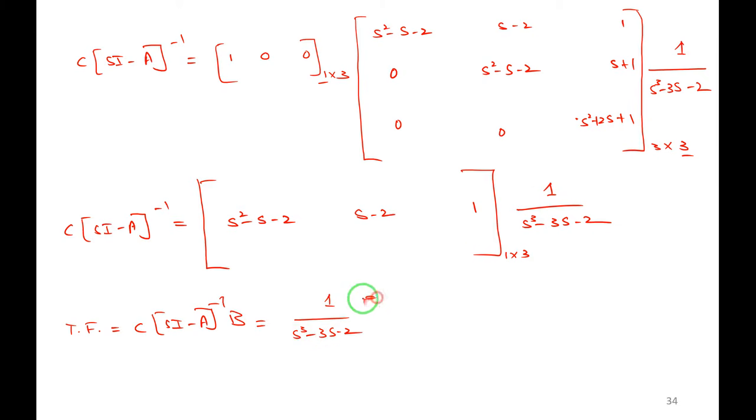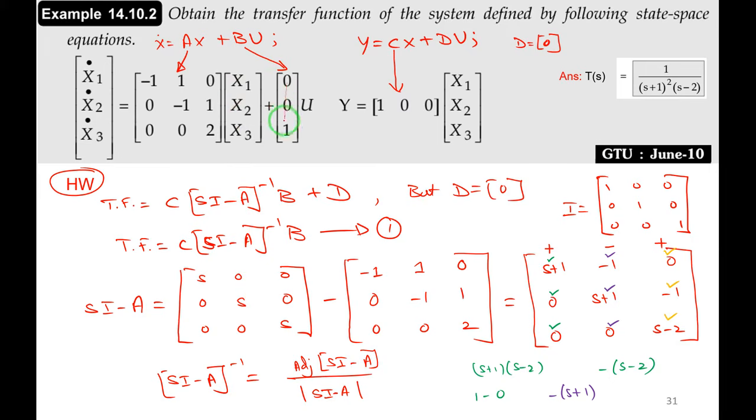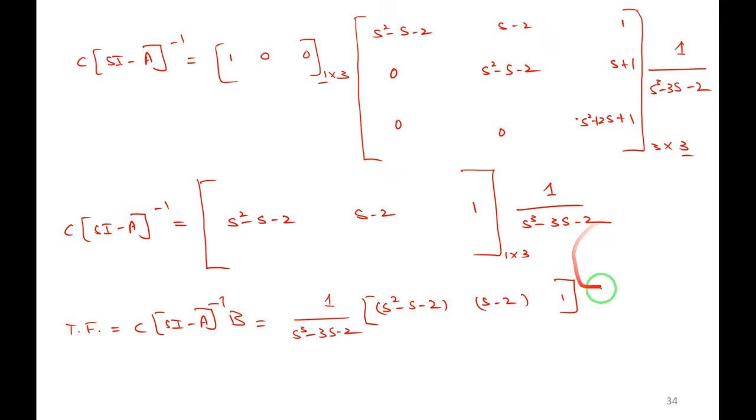Then I will write this: s square minus s minus 2, s minus 2, 1, let me put it in brackets. So this is C (sI minus A) inverse. What is B? Vector B is 0 0 1. It is a column vector, 0 0 1. So this is 1 row 3 columns, and this is 3 rows and only 1 column. So I will be getting a 1 cross 1 matrix, right?